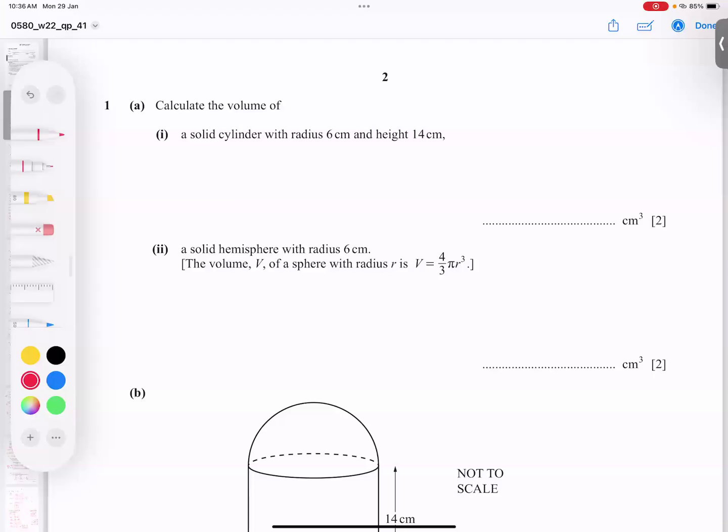Bismillah ar-Rahman ar-Rahim. This is the October 2022 variant 41, question number 1. The topic is O-level mensuration. Have a look here. Calculate the volume of the solid cylinder. Radius 6, height is 14.